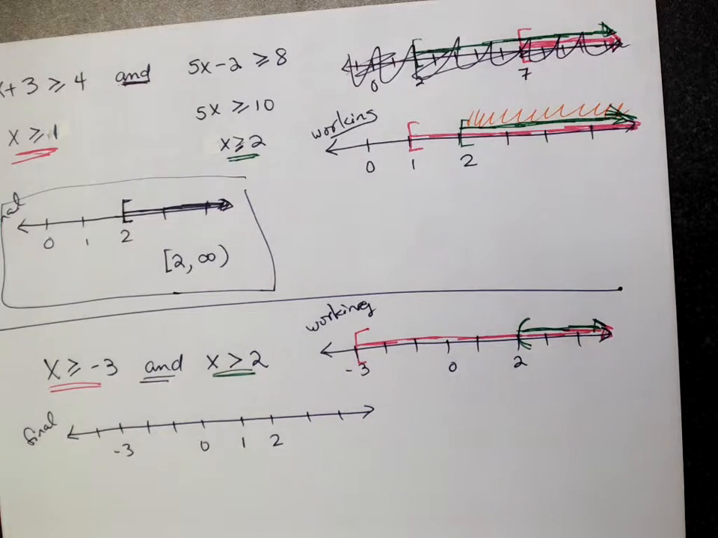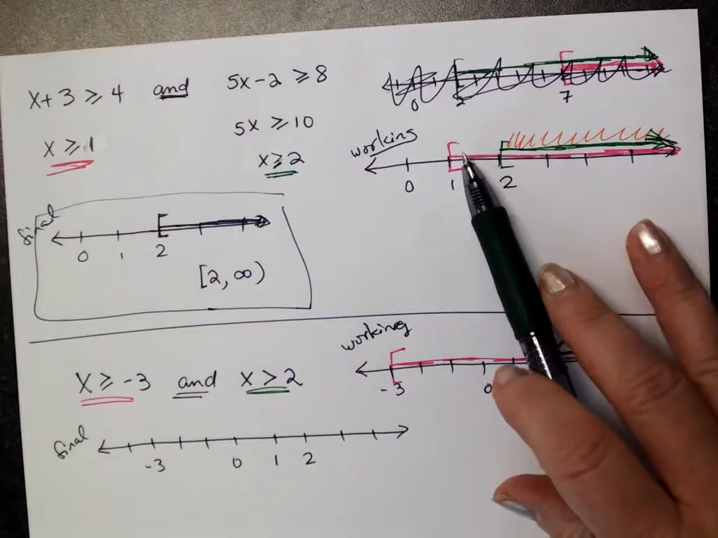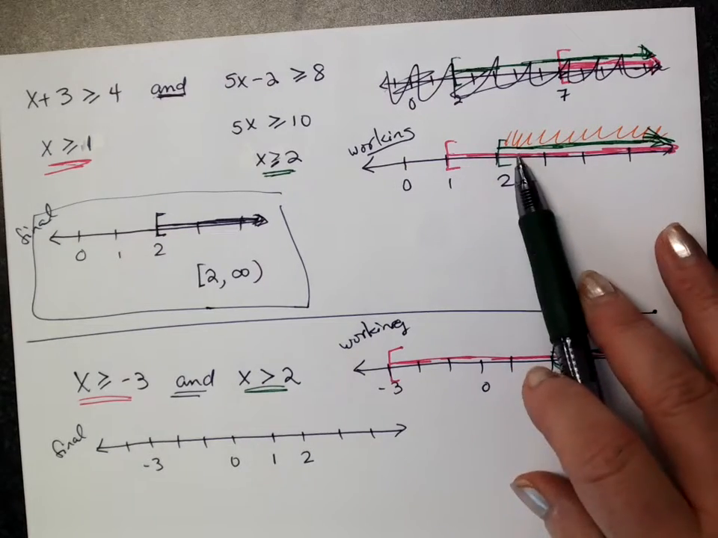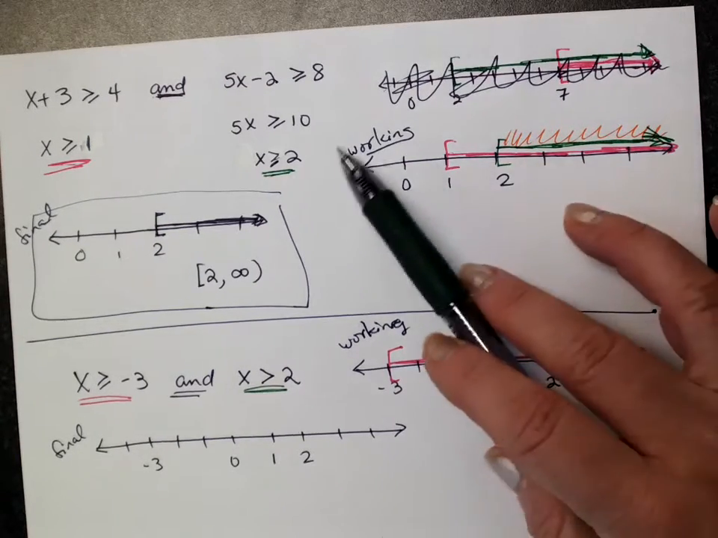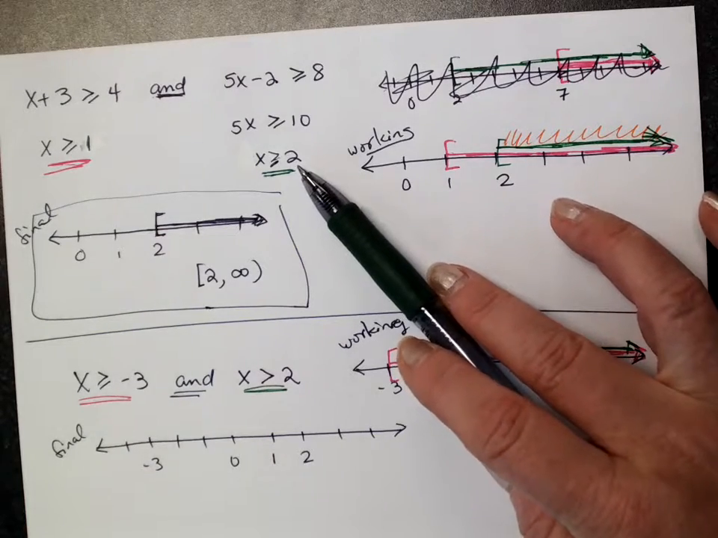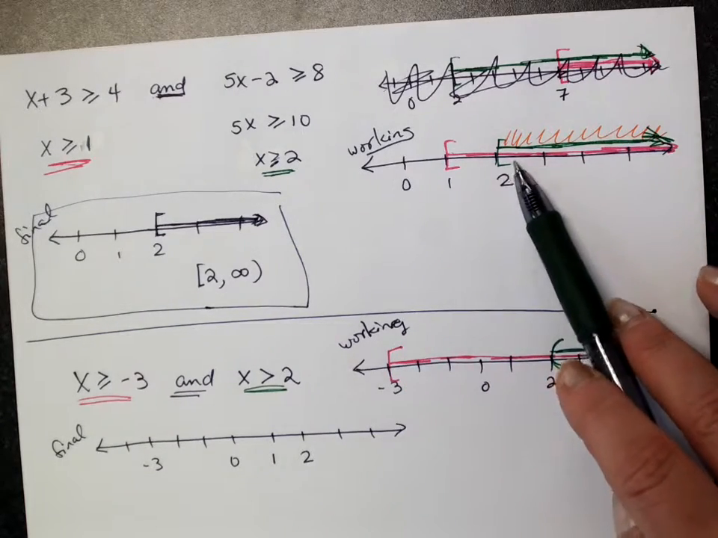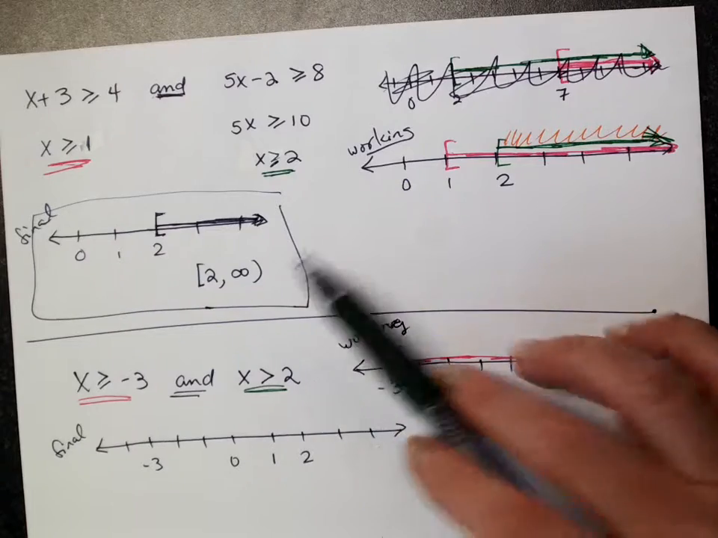So where do we start? 2. And is 2 included or not? No. In this one it was. Not only did the pink line overrun it, so of course it was included because everything greater than 1 was included, but in the green line it was x was greater than or equal to 2, so it was included in the second one as well, therefore it's included in the solution.